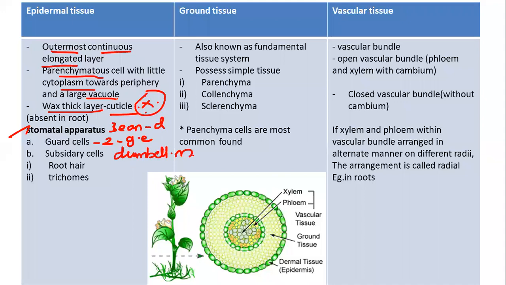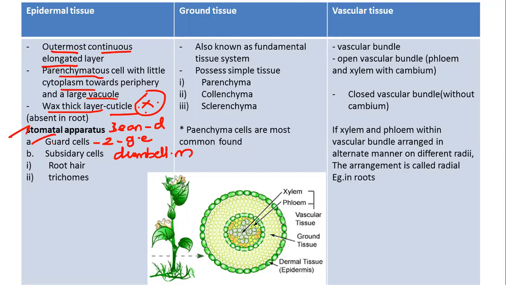Here the guard cells, where the inner walls will be thick and the outer walls will be thin, right? They possess chloroplasts, and they regulate the opening and closing of the stomata. So this is the role of guard cells. Next we are going to subsidiary cells.